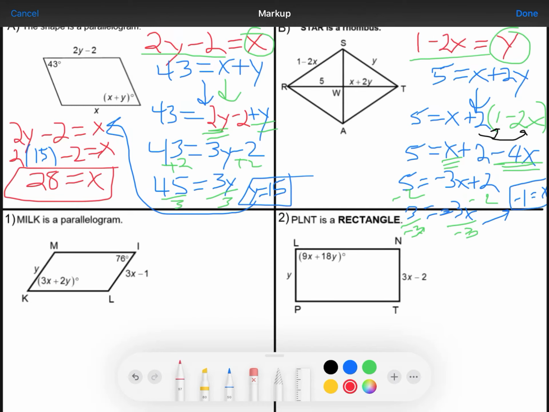I still have to find out y, and the smart thing to do is always use the equation that you used for substitution. 1 minus 2x equals y. 1 minus 2 times the answer you got. So I got negative 1. Plug it in. Negative 2 times negative 1 is positive 2. And so the answer is 3.